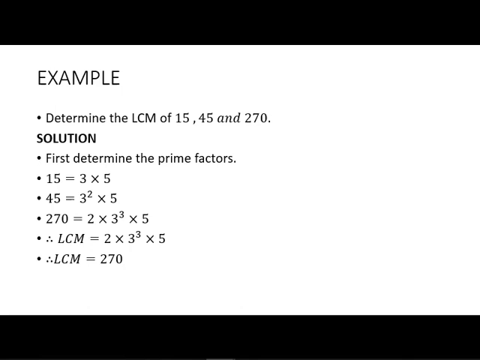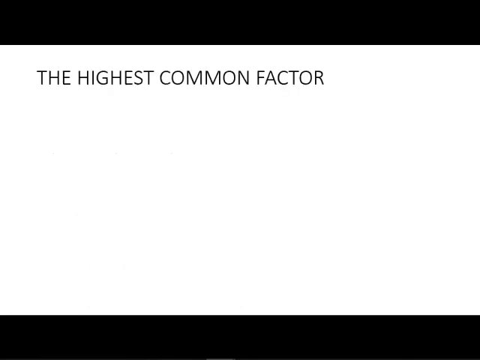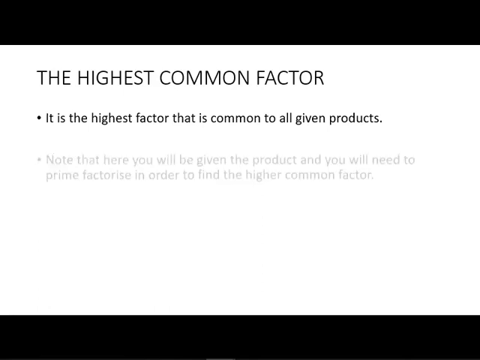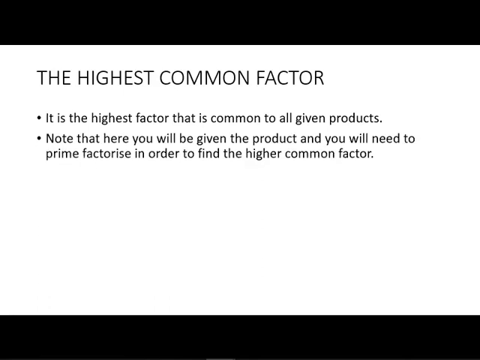Okay. Next, we're going to be doing the highest common factor. Now, a factor is simply numbers or terms you multiply or divide in order for you to get a product or the quotient. Note that here you will be given the product and you will need to prime factorize in order to find the highest common factor.